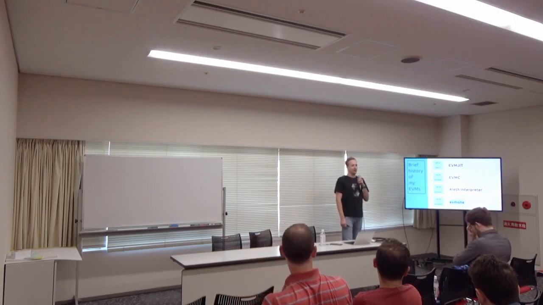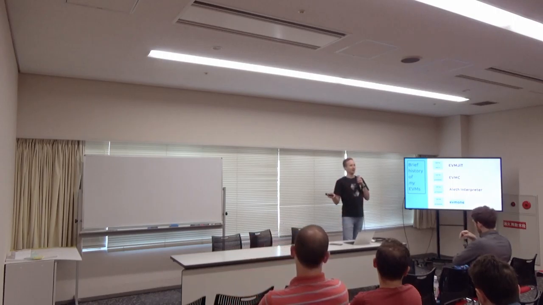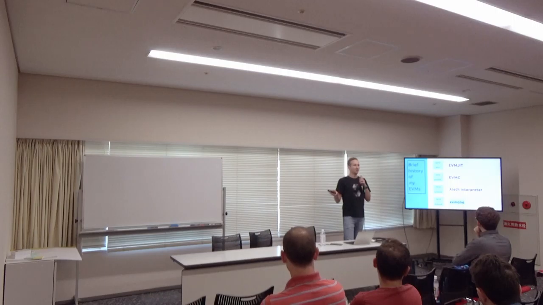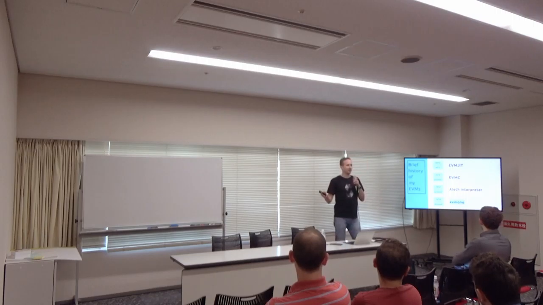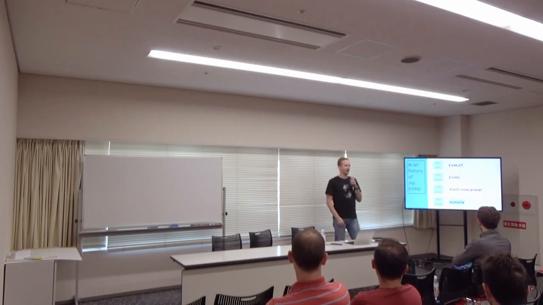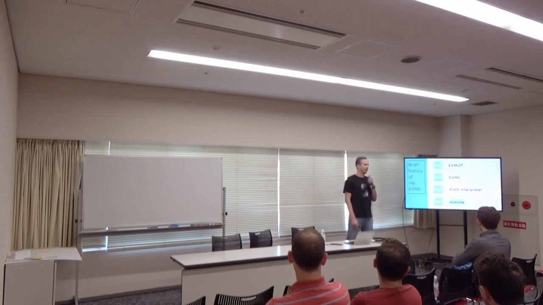But what actually came out of the EVMJIT project was EVMC, which was an attempt, and still is an attempt, to define a low-level API for EVMs. It's actually for both sides, for EVMs and the clients that use them. And if one of the sides implements it, it can use different implementations of EVMs, more like the way plugins work.